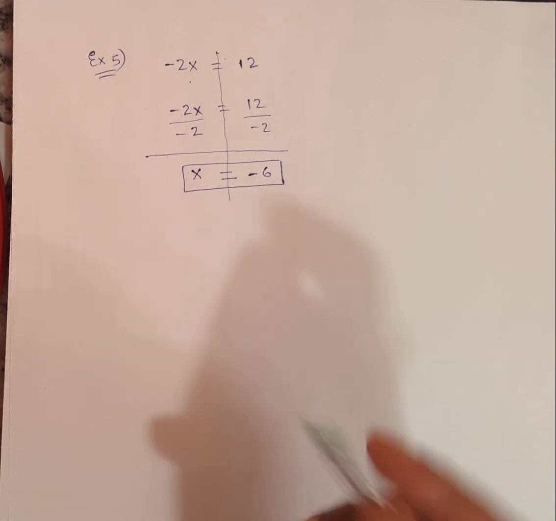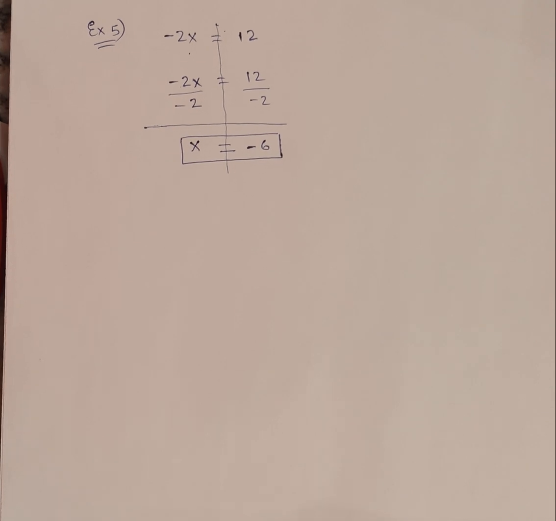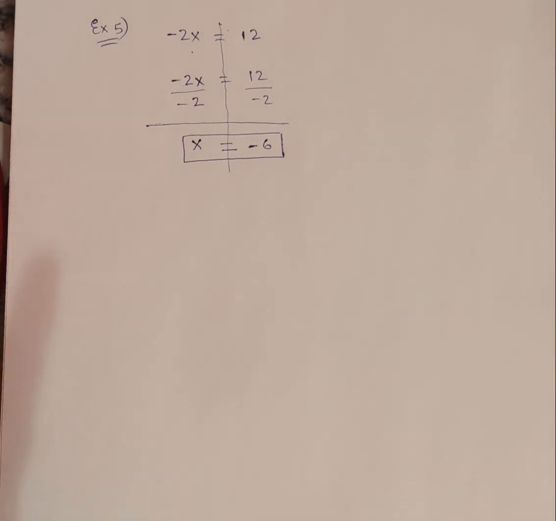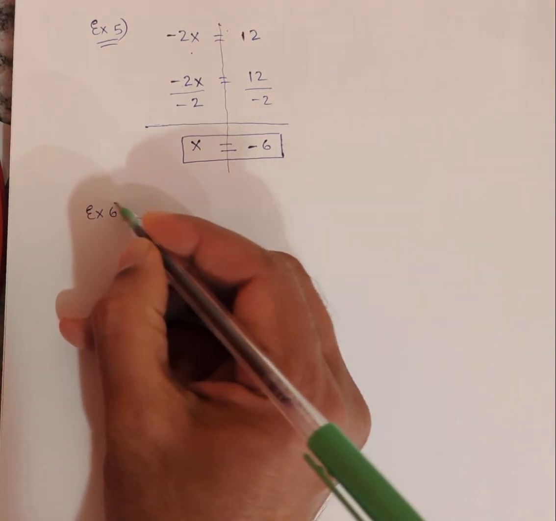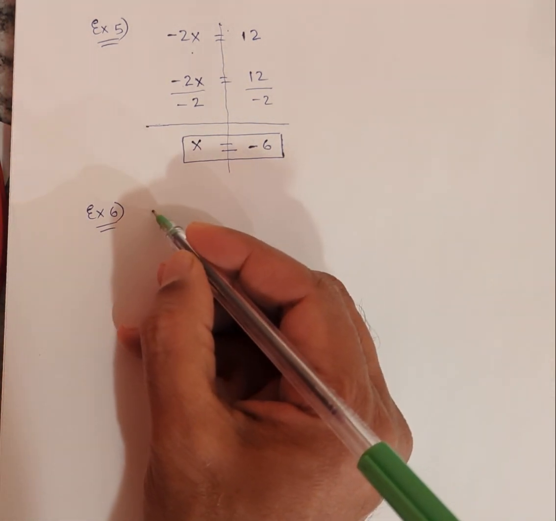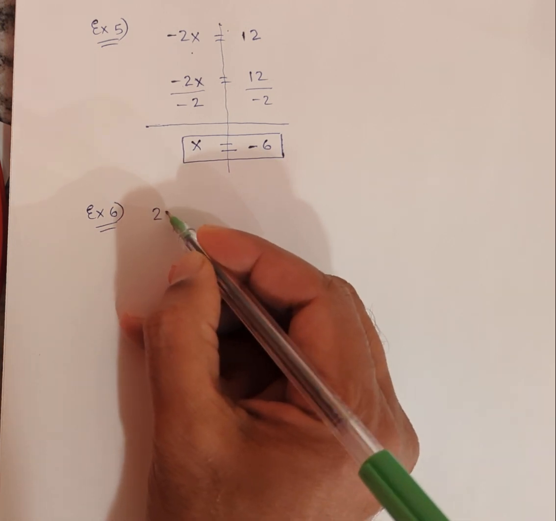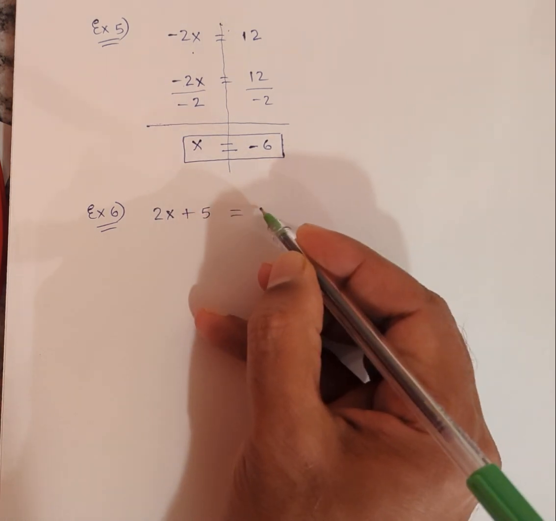Now these 5 examples should give you enough idea as to how to work on one-step equations. You have to do the inverse of whatever operation you see in the original equation. Now let's move on to two-step equations. So as the name suggests, two-step equations would involve 2 steps. So let me write down one example. Say 2x plus 5 is equal to 13.